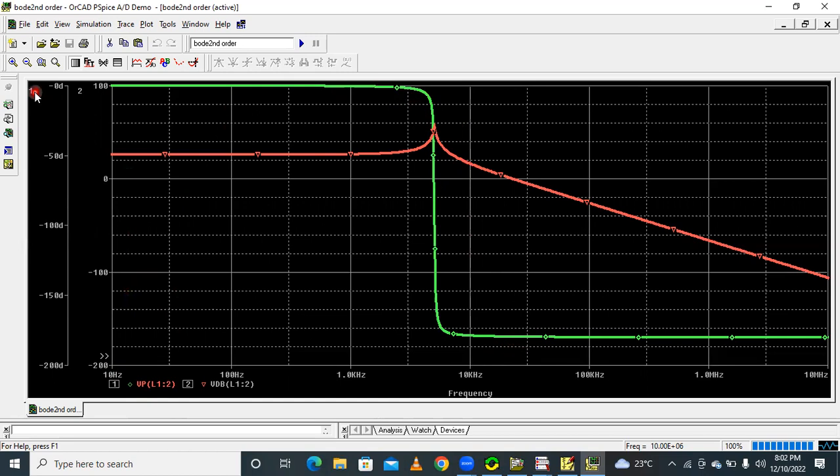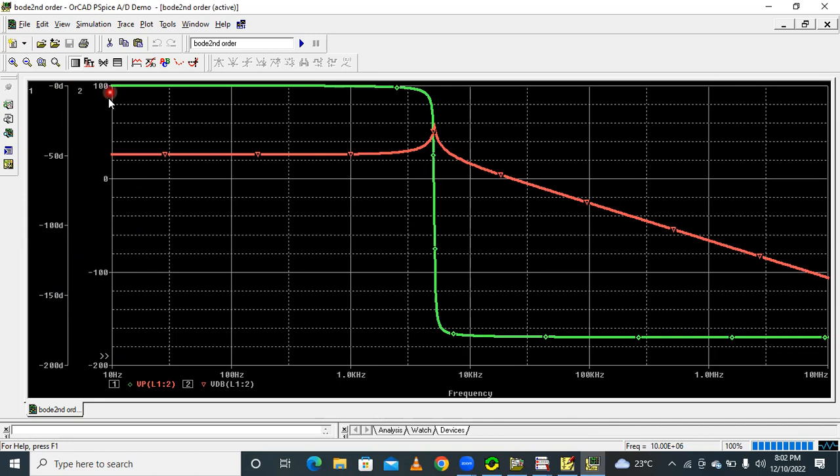Understood? So here 1, and here also 1. Okay, then here 0 dB, minus 0 degrees. The phase plot is nothing but degrees. Minus 0 degrees, minus 50 degrees, minus 100 degrees, minus 150 degrees, minus 200 degrees. This is the y-axis scale corresponding to the phase plot.